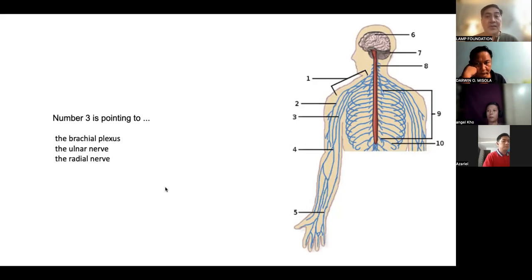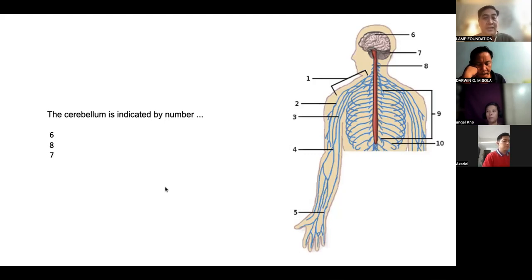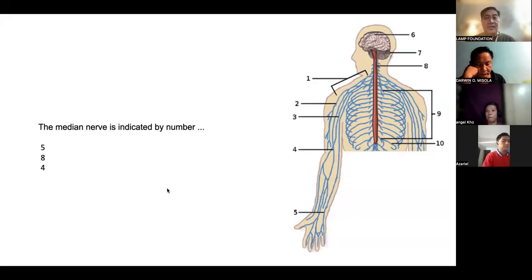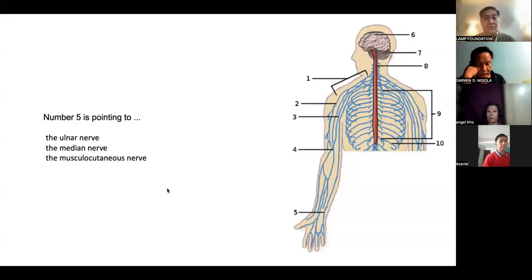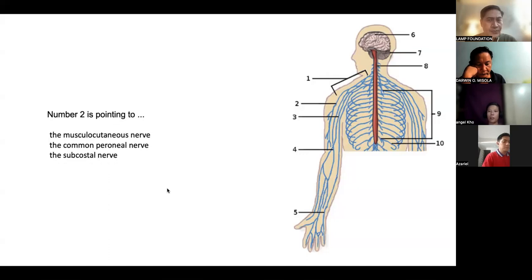Number 2 po. Number 3 is pointing to... The radial nerve. The cerebellum is indicated by number... Number 7, Doc. The median nerve is indicated by number... Number 4. Number 5 is pointing to... Number 5 is pointing to the ulnar nerve.